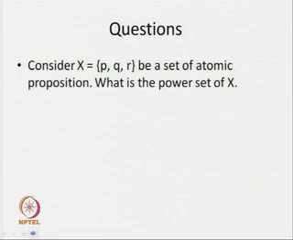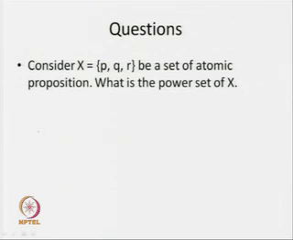Now, in this particular lecture, we are going to see some questions. Okay, a simple question I am going to consider. The first question: consider a set of atomic propositions X, where we have 3 atomic propositions p, q, r. Okay. So, this is a set of atomic propositions. Now, what is the power set of X? Why do you need it? Because for the labeling function, we have seen that the states will be labeled by a member of the power set of our atomic propositions. So, this is very simple.